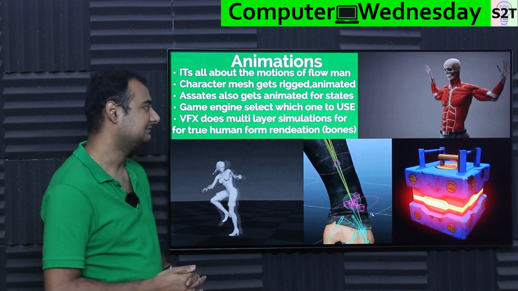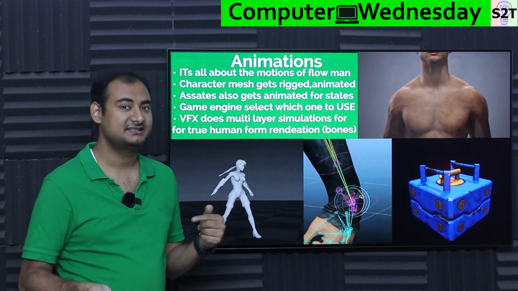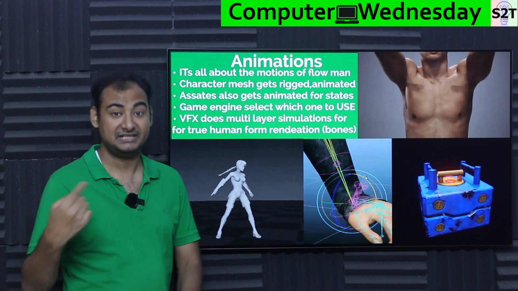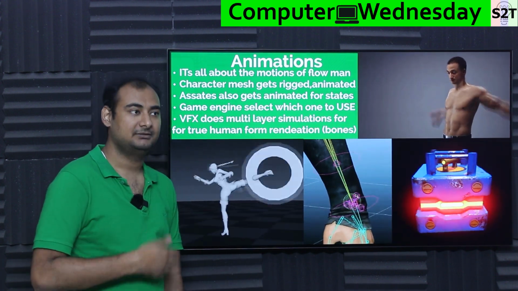That's how the game system takes care of it. The game engine is the one that decides which animation to play. You just give it the data, and it decides based on player input, based on the situation, based on the physics engine.